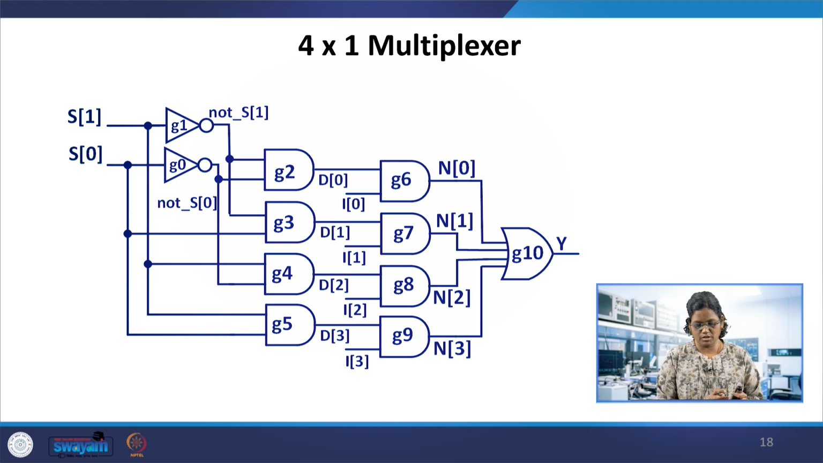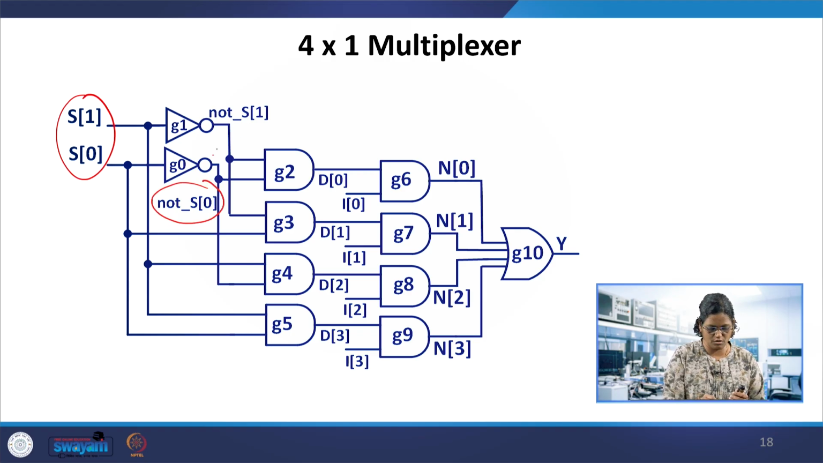This is again the 4-bit 4 to 1 multiplexer, which has 2 select lines, and the select line outputs are not S of 0, not S of 1. You can see the select line is given in square brackets 0, 1, the first bit and the second bit of the select line. Then G2, G3, G4 are the gates, and then AND gates. Instead of the 3 input AND gates in the previous slide, we have made it with 2 input AND gates. The 4 inputs are I0, I1, I2, I3.